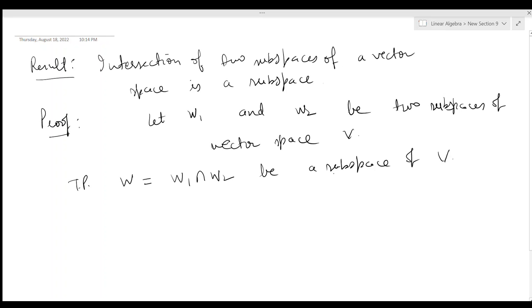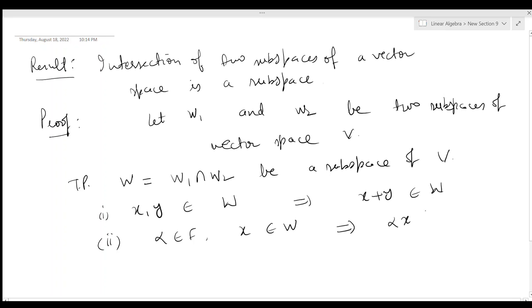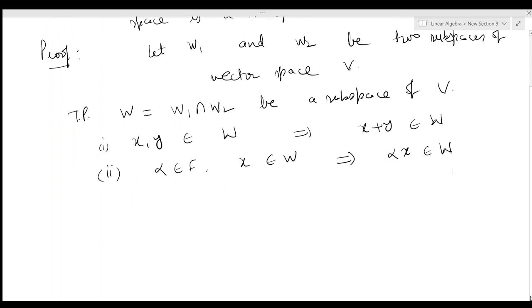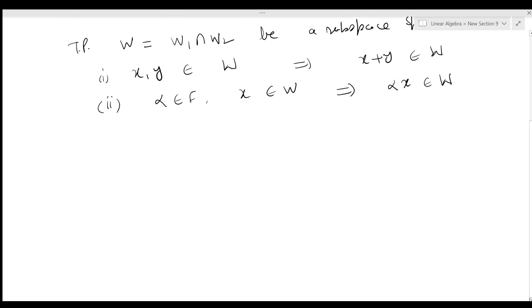So in order to show that it is a subspace, what we have to take? We have to take two elements from this, and we have to show x plus y also belongs to W. And for the second part, we have to take alpha belongs to the field and some x belongs to W, and we have to show the scalar multiplication part. So this alpha x also belongs to W. These two things we have to show. So let's begin with the first part. Let's prove that x plus y belongs to W.